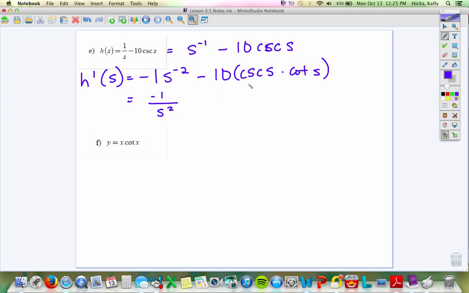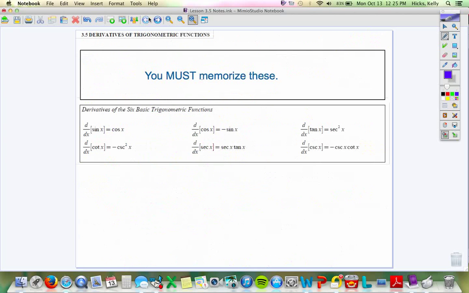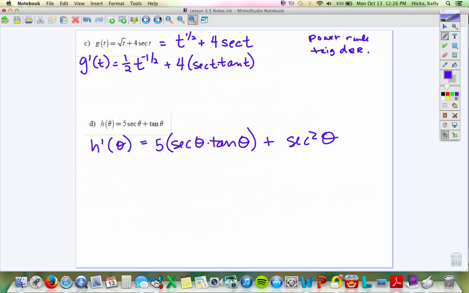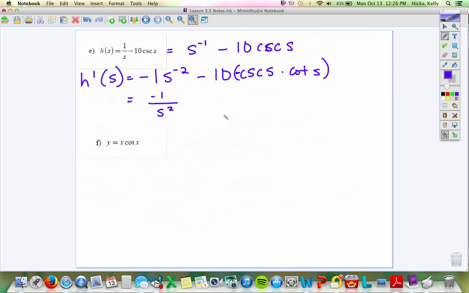All right, clean this up just a little bit. It's not really even that necessary, but I will do it anyway. Oops, I messed that up. What is the derivative of cosecant? It is negative cosecant s cotangent s. Let's go back and look at that. Here we go. The derivative of cosecant is negative cosecant cotangent. Okay, so that makes this plus 10 cosecant s cotangent s.